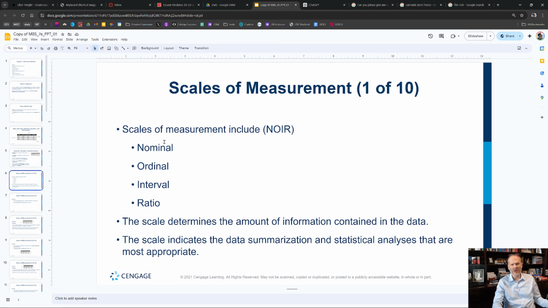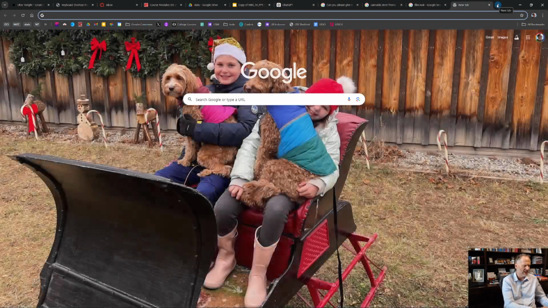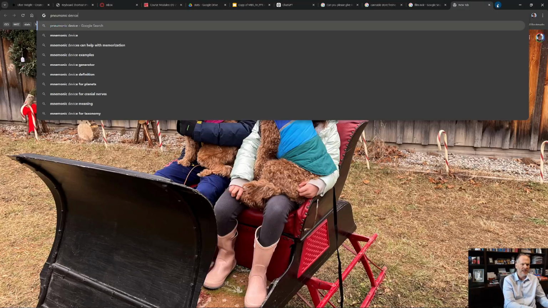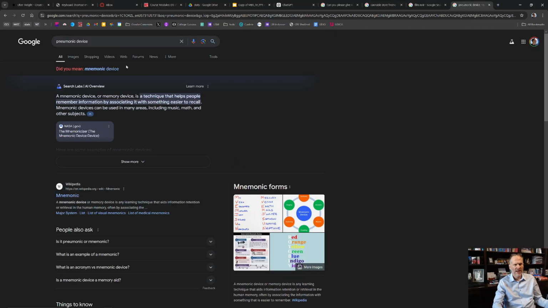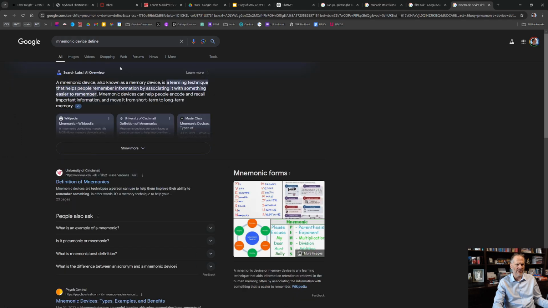So here we have, I remember scales of measurement with this acronym NOIR: nominal, ordinal, interval, ratio, where each of these letters is the first letter of each of those words. And that's called a mnemonic device. I'm sharing this with you so you can learn how to learn. I'm going to define that and hit enter. It's not really giving me a good definition, but here's their AI version: a mnemonic device is a learning technique that helps people remember information by associating it with something easier to remember. And that's what a mnemonic device is.